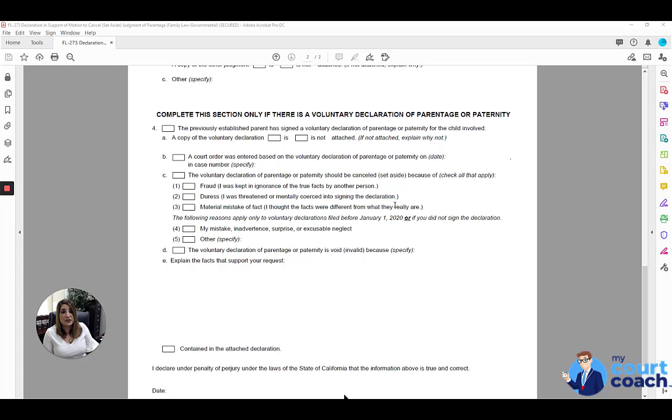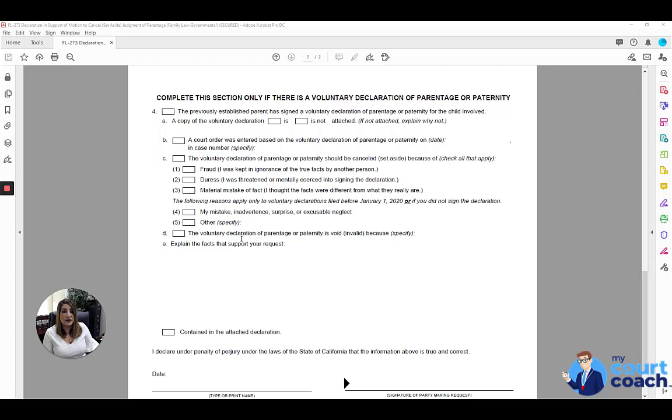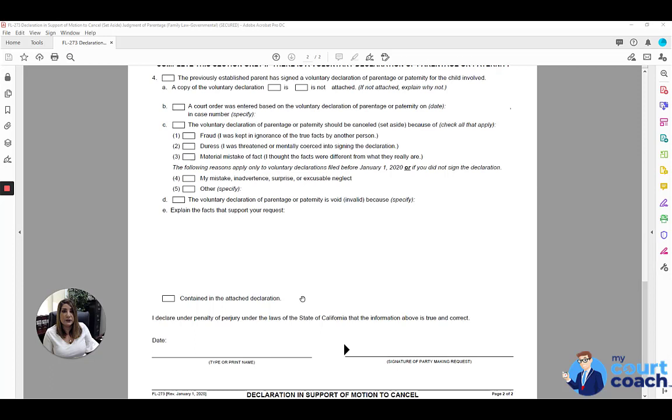If the voluntary declaration of paternity was filed before January 1st, 2020, or if you did not sign the declaration, then you can also claim mistake, inadvertence, surprise, or excusable neglect, or any other reason that you think the court should be aware of. If the voluntary declaration of parentage or paternity is void, or you believe it to be void, mark 4D and explain the reasons why you believe that. And again, if this is not enough space for you, you have the option of attaching another sheet of paper. Just make sure to notify the court that there is additional continuation of these facts by marking the box that says contained in the attached declaration.